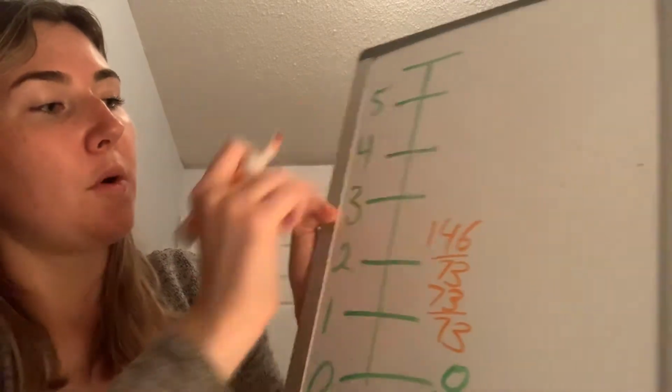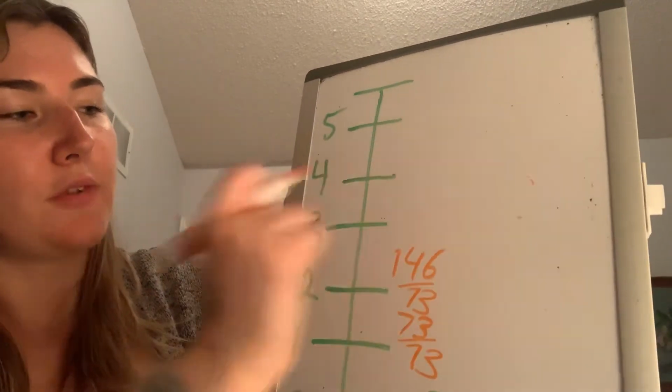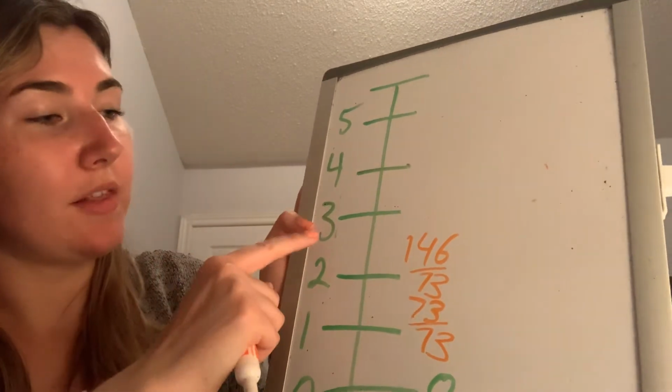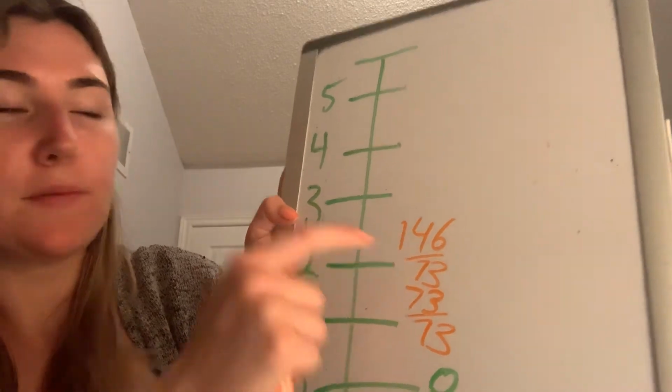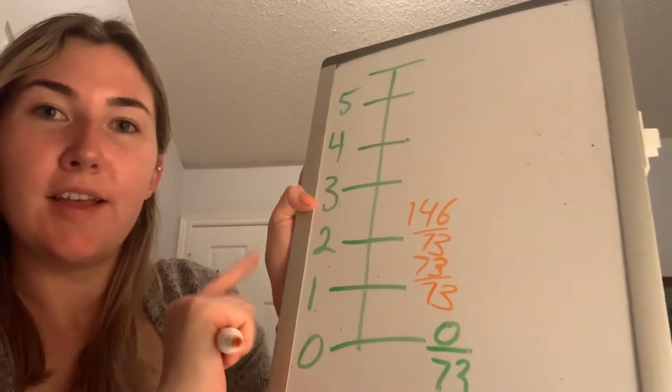So you can do the whole numbers for 3, 4, and 5 and complete the rest of the fractions. Just remember, we're multiplying the whole number by our bottom number to get the top number. So you can pause this here and finish the rest of the number line on your own.